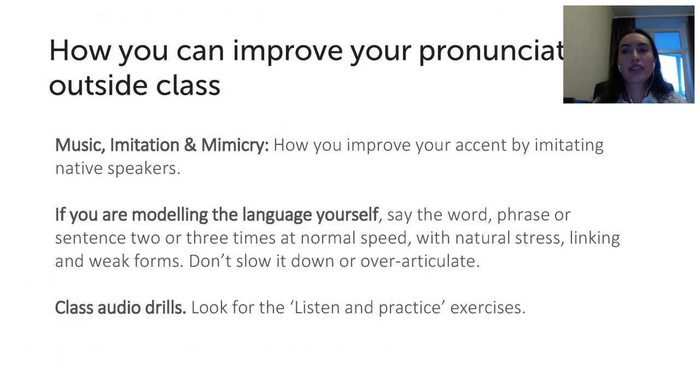And finally, you can model the language yourself. Say the word, phrase, or sentence two or three times at normal speed, then make it sound natural, and link the words and use the weak and strong forms. Don't slow it down or over-articulate. So just stay natural. You can also look for the lesson and practice exercise in our school on the platform Beambox. Next slide, please.